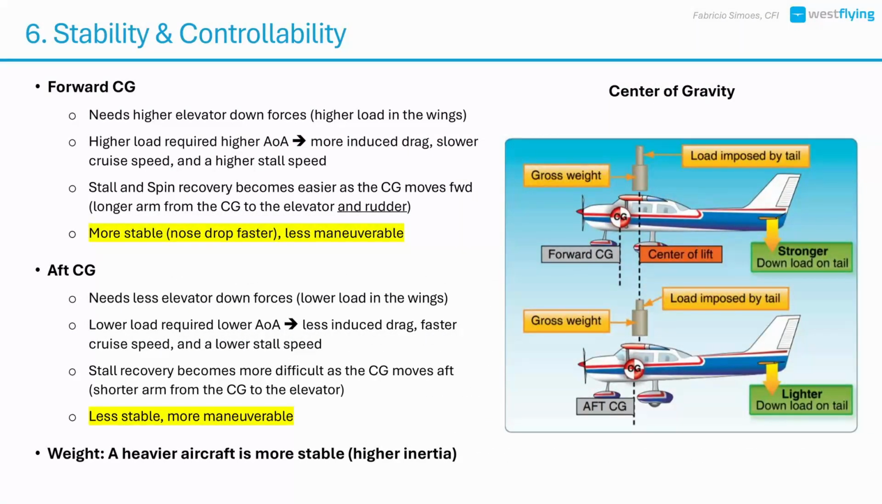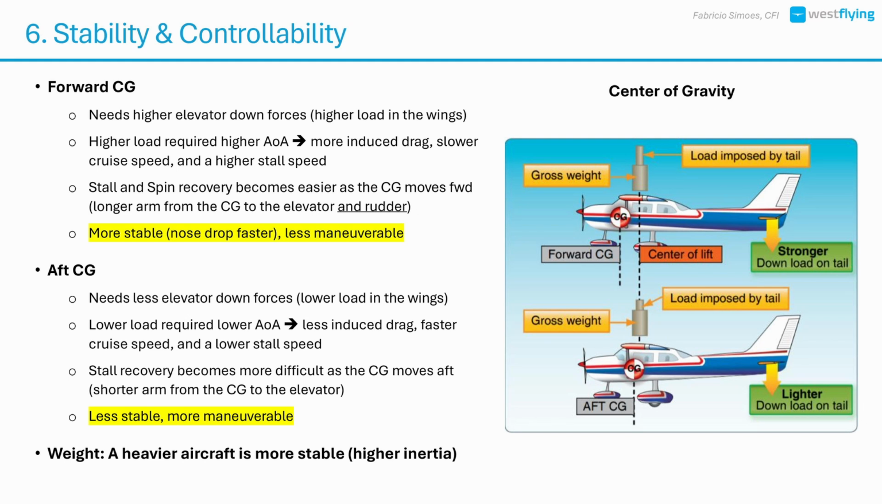A key factor in stability and control is the center of gravity, or CG. Where the CG is located significantly impacts how the aircraft flies. Let's compare forward and aft CG positions. Starting with a forward CG, the aircraft requires more nose-up elevator force to maintain level flight. That increased elevator deflection requires the tail to push down harder, which translates to more load on the wings.